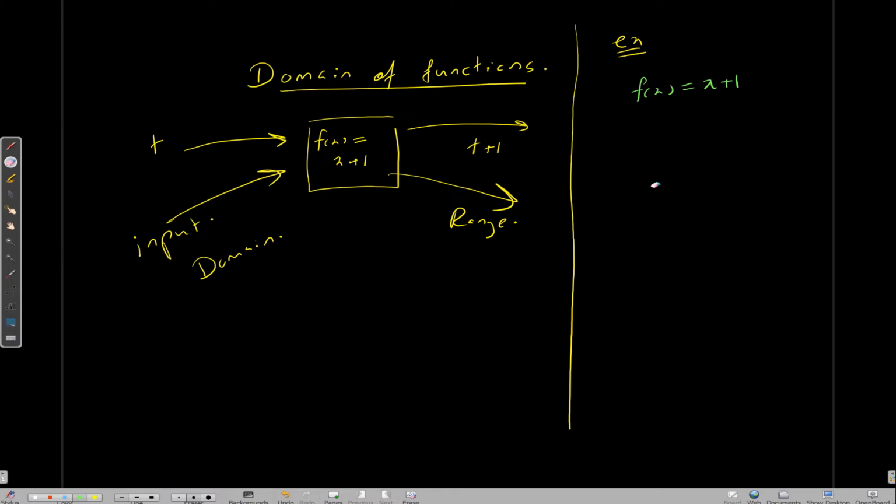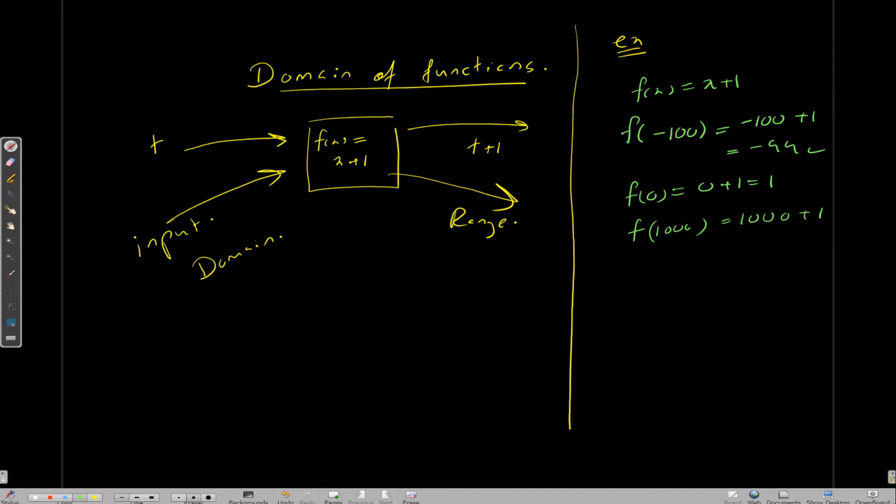And if you think about this, can we talk about things like this? F of negative 100, well, that's negative 100 plus 1, which is negative 99, which makes sense. F of 0, 0 plus 1, which is 1. F of 1000, 1000 plus 1, 1001, right? So it seems like we can put any number. So the domain of this function, normally we denote it by D sub f, is all real numbers. We use this notation, R with a double line.